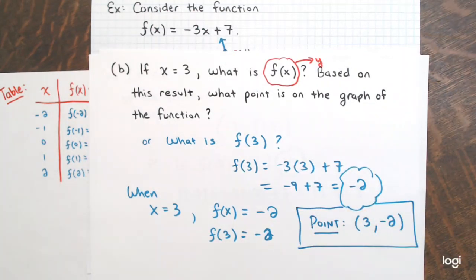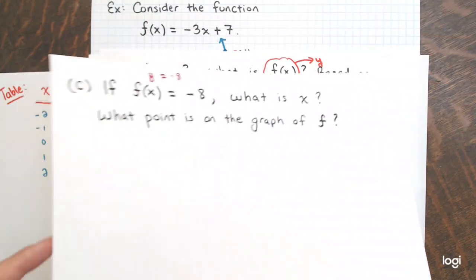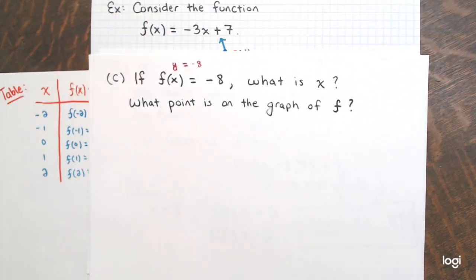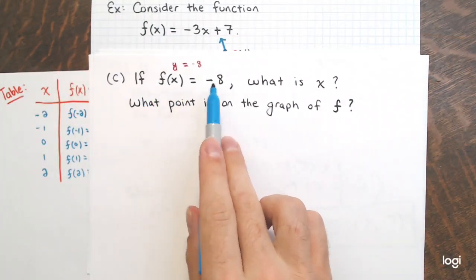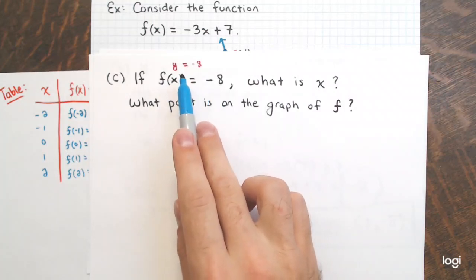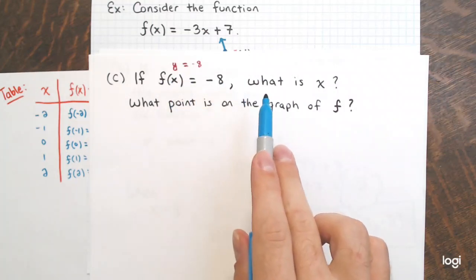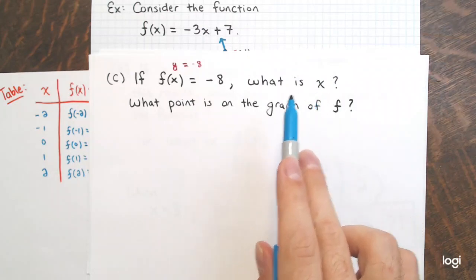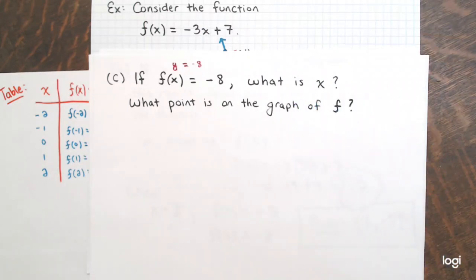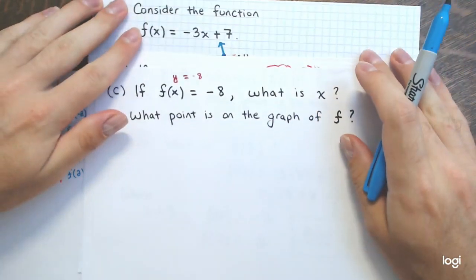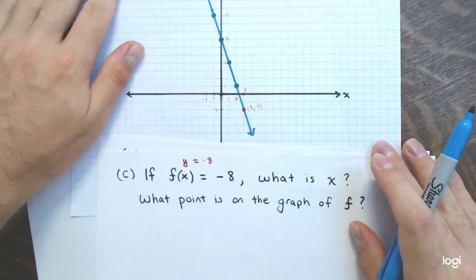My apologies. All right, but yeah, so back here, back to part C, they're saying if f of x equals negative 8, if the output f of x is negative 8, what is the input x? And then what point can you say would be on the graph of f? All right, so let's look at my picture. Look at the graph again.